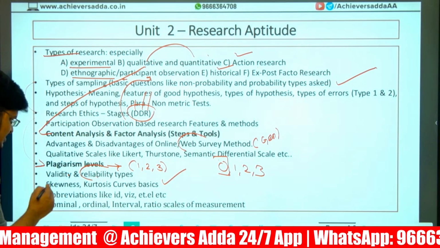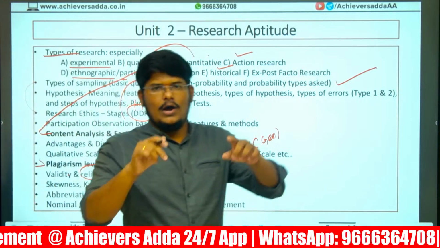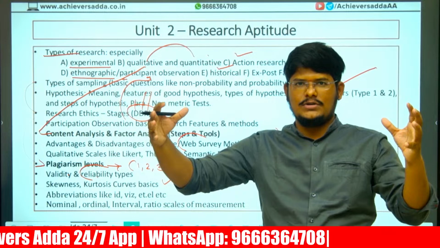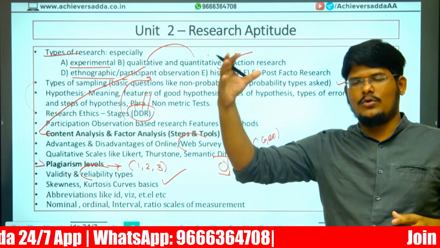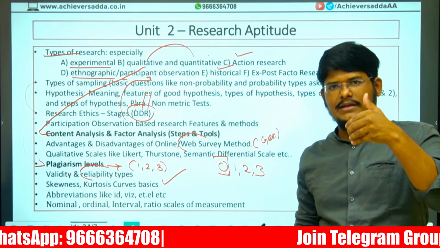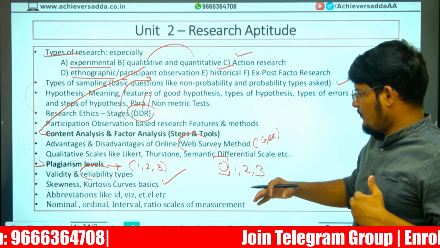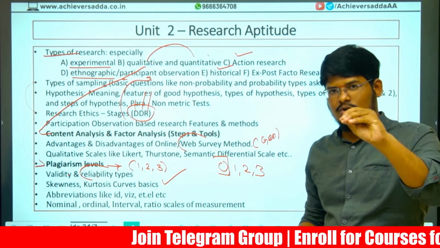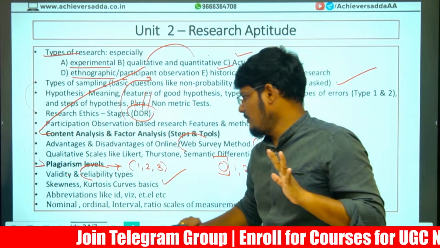Next, skewness, kurtosis. How the normal distribution curve, left skewed, right skewed, and mean, median, mode: mean is more than the median, more than the mode, or mode is more than the median, more than the mean. Left and right and normal distribution. Platykurtic, leptokurtic, mesokurtic. 3 curves are more important.